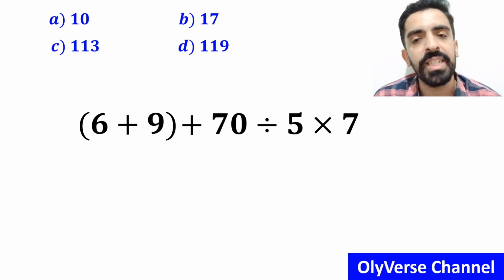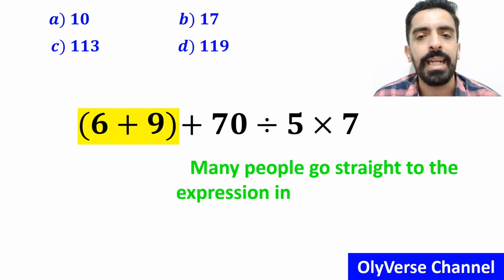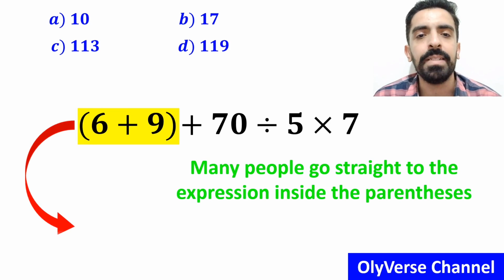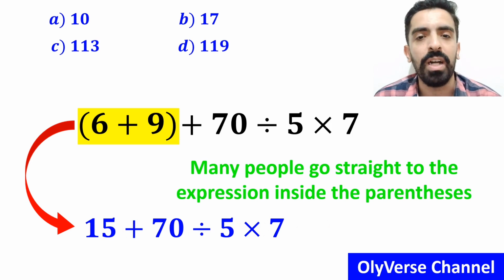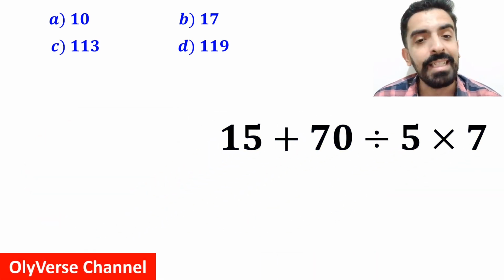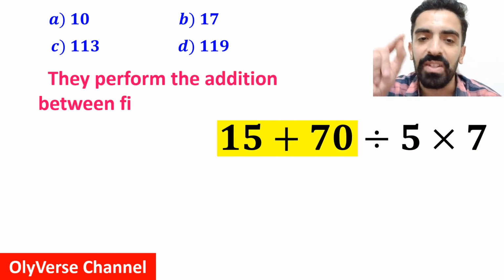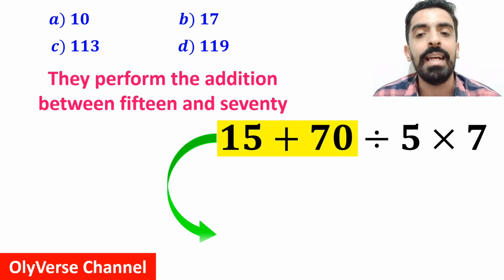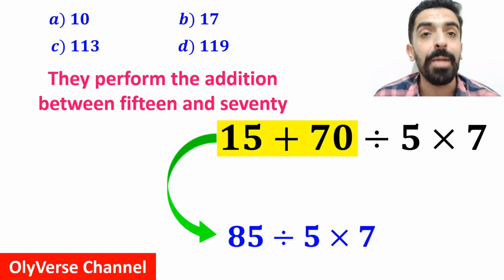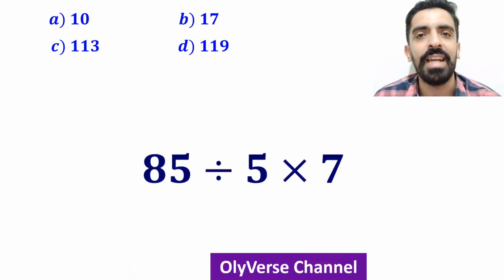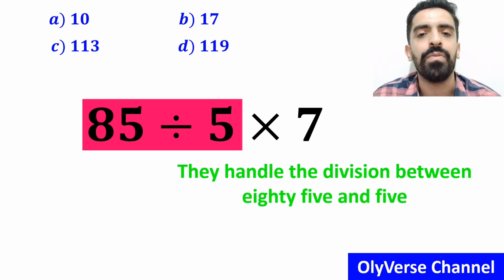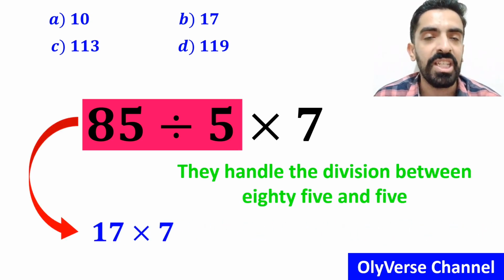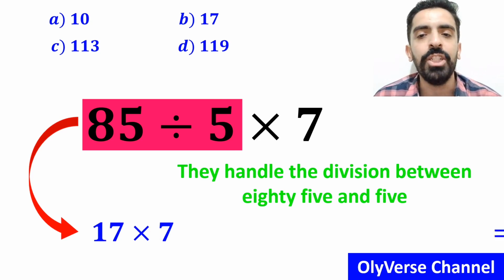In the first step of solving this question, many people go straight to the expression inside the parentheses and simplify the whole expression to 15 plus 70 divided by 5 multiplied by 7. In the next step, they perform the addition between 15 and 70 and simplify this expression to 85 divided by 5 multiplied by 7. In the final step, they handle the division between 85 and 5 and write this expression as 17 multiplied by 7, which eventually gives them the answer 119.